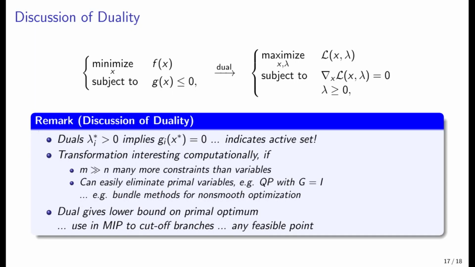And then I've said this many times now, the dual gives us a lower bound on the primal optimum. So we use this in mixed integer optimization to cut off branches or solutions of the tree that we don't want to search. So that's sort of one reason why duality is important.